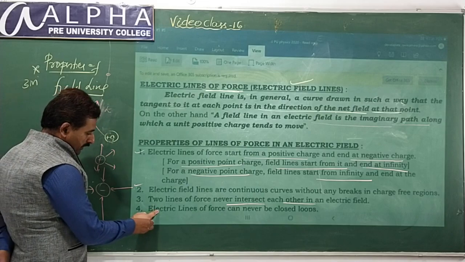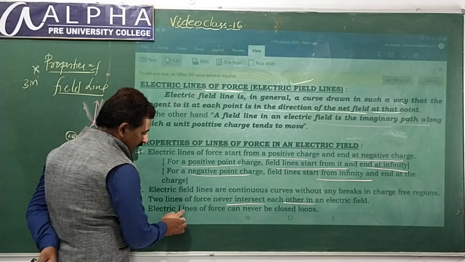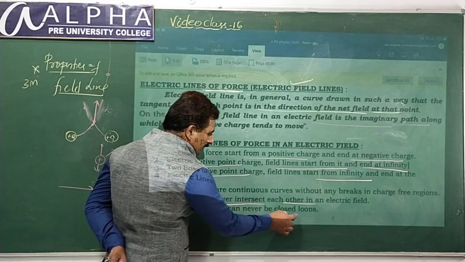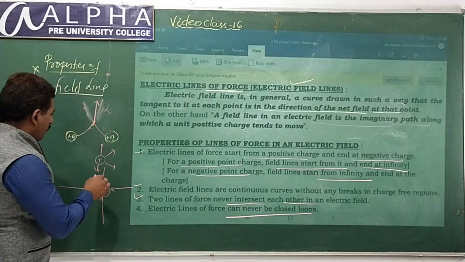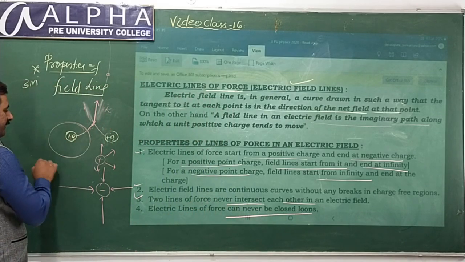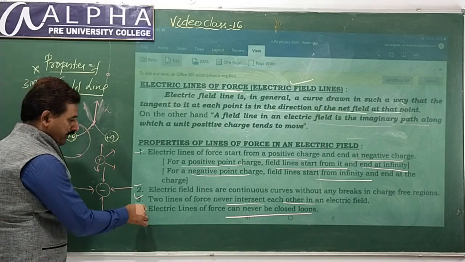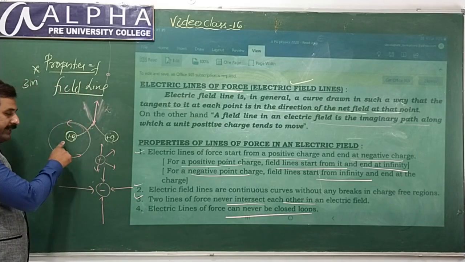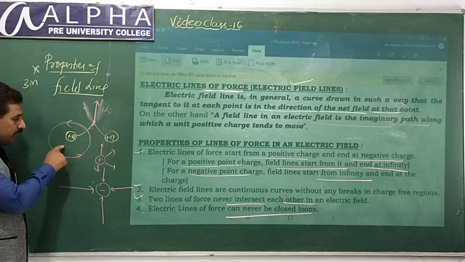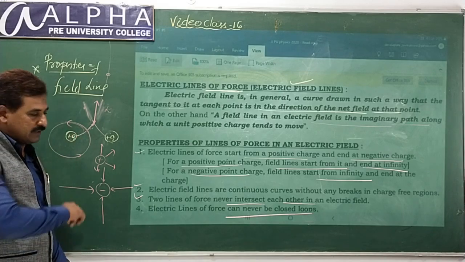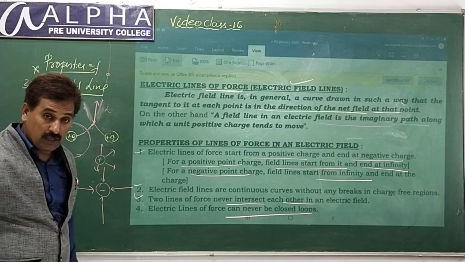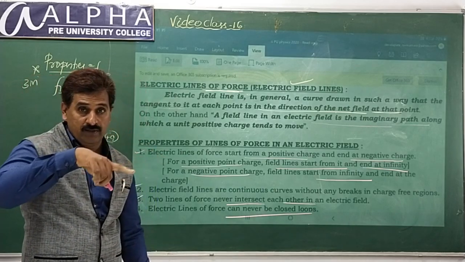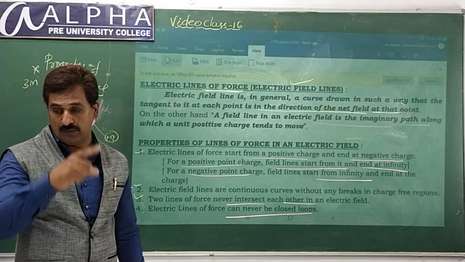And the fourth one: electric field lines of force can never be closed loops. They do not form closed loops like this. There is a major difference between electric field and magnetic field. In a magnetic field, field lines form closed loops. Here they never form closed loops. They do not curl around a charge. That's the point you have to remember.